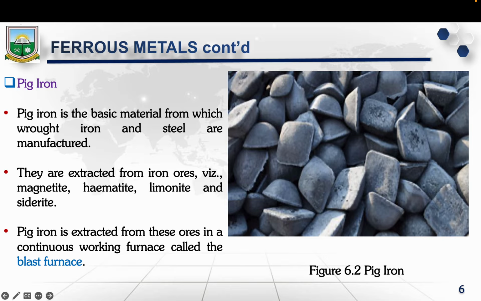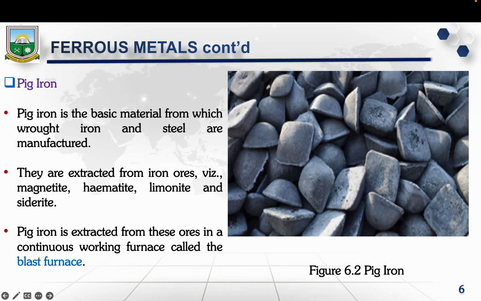Now let's look at pig iron. That's the next thing we have. So this material is primarily the product that's obtained from the blast furnace process, and it serves as a basic raw material for producing wrought iron and steel. Okay, so you see that pig iron is actually extracted from iron ores like magnetite, hematite, limonite, and siderite. Okay, the extraction process occurs in a blast furnace, a continuous working furnace where iron ore is reduced, producing pig iron.